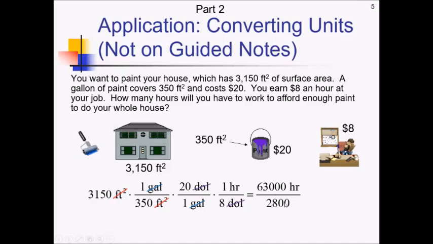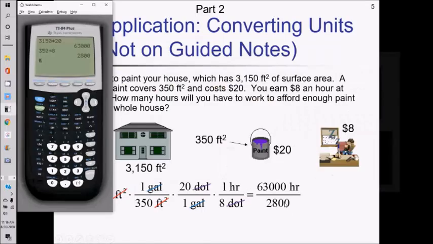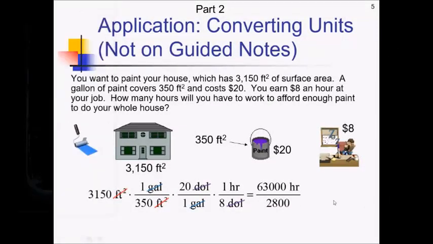And now 63,000 divided by 2,800. Let's do that. Divided by 2,800 comes out to 22.5. And we have hours left over, so that's 22.5 hours you'll have to work to be able to paint your house. Pretty neat.